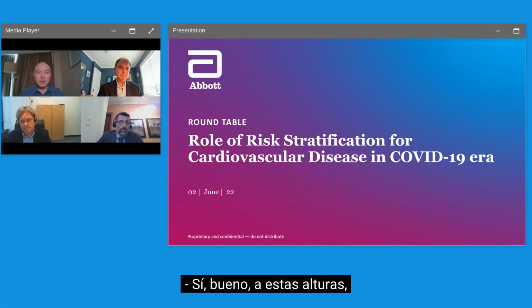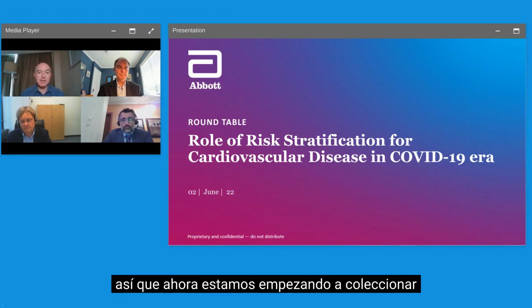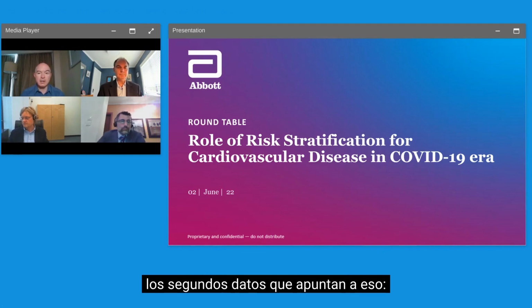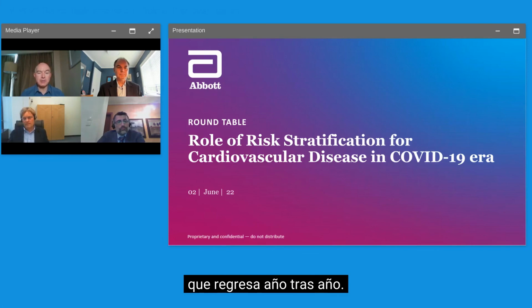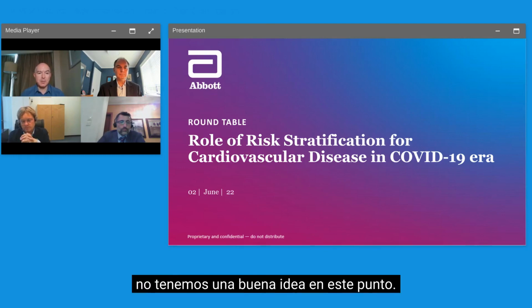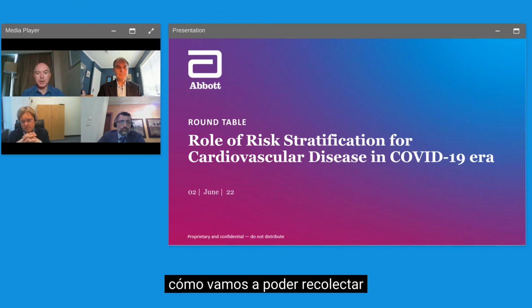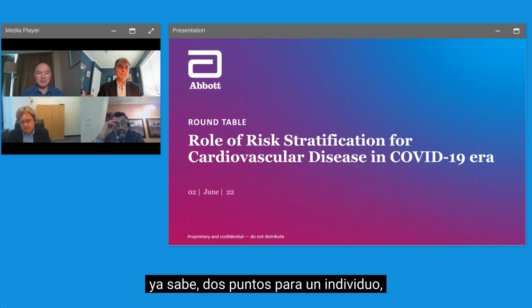At this point, we're 17 months in, so we're just now starting to collect second data points on that roughly 80% of our population that returns year after year. So it's early days still. We don't have a good idea at this point. We've just started to really think about how we're going to collect the data in an appropriate way. But we're already starting to see two data points for an individual.